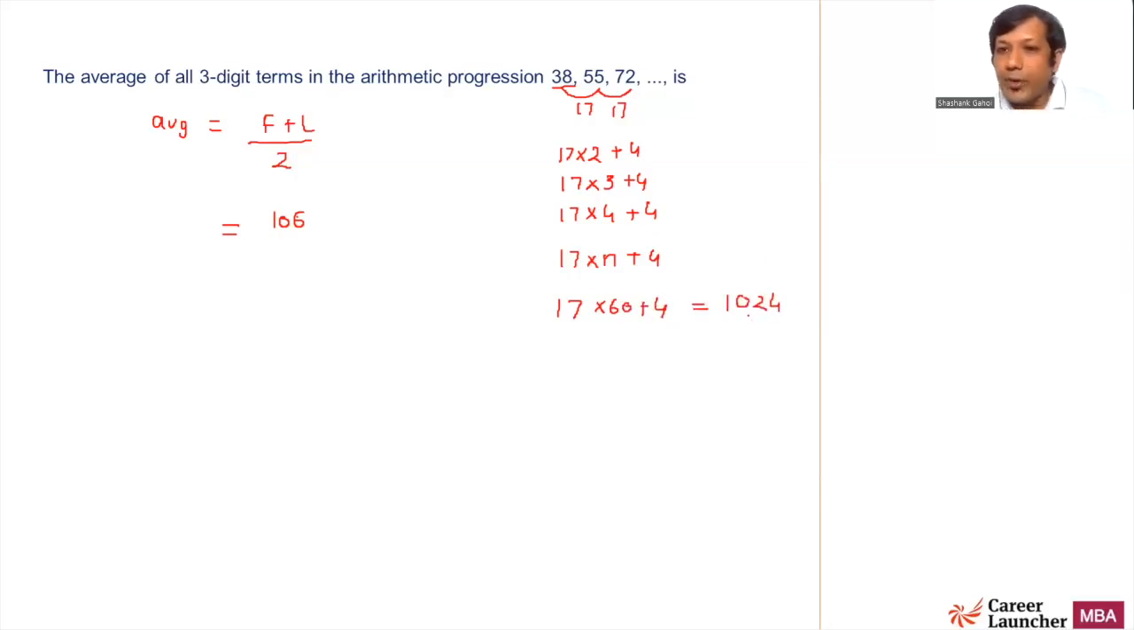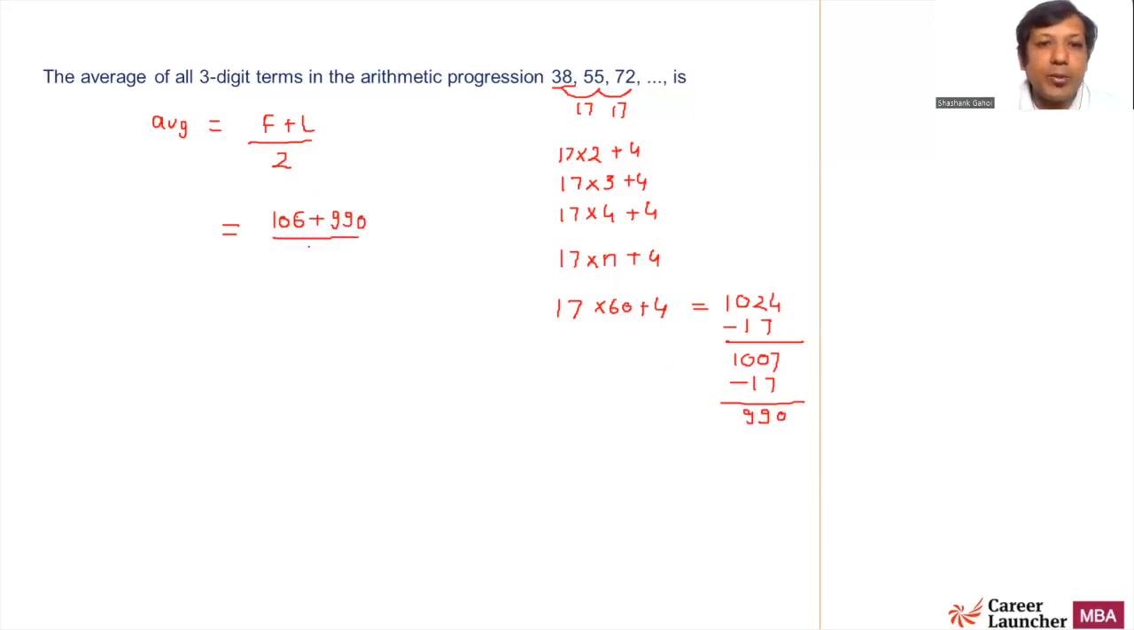So how am I going to find a 3-digit number? I'm going to subtract 17, so I'm going to get 1007. That's again a 4-digit number. Again, I'm going to subtract 17, so I'm going to get 990 over here. And that's going to be my largest 3-digit number of this series.